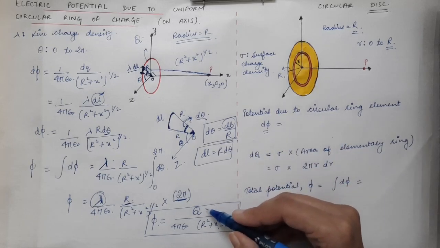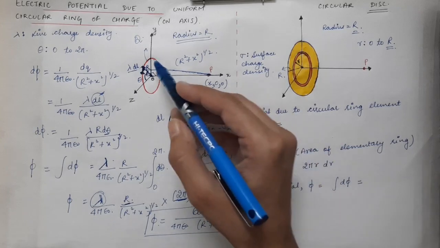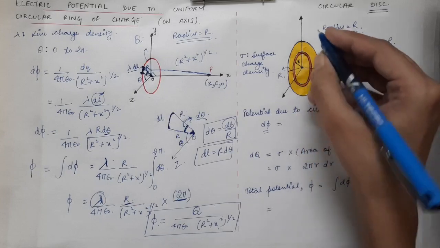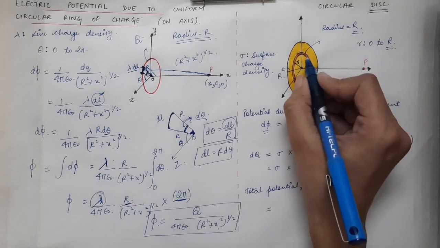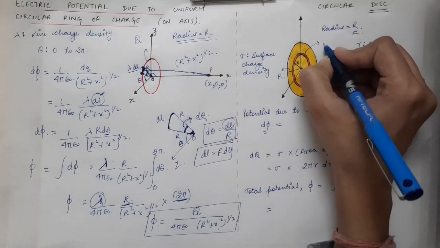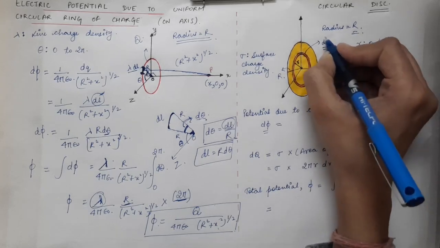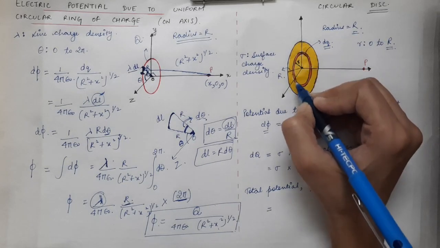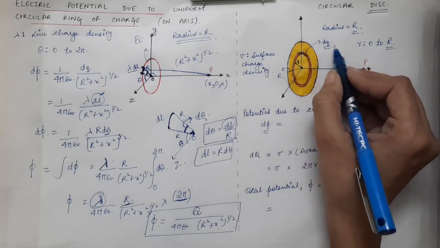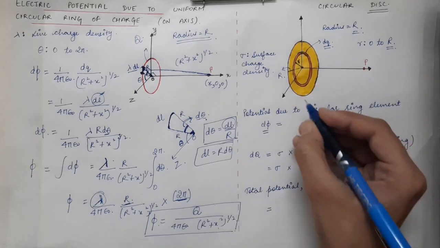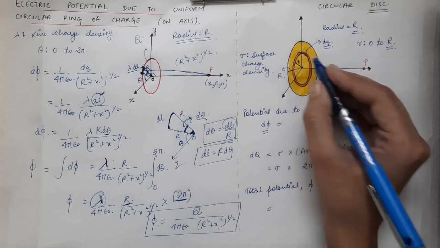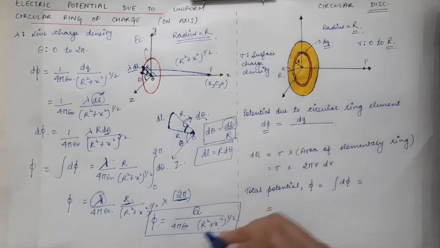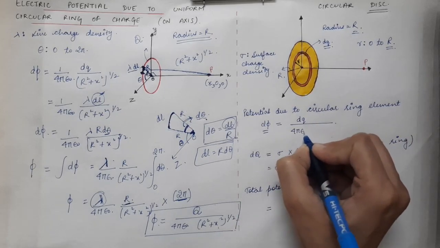In the numerator we have the total charge on the ring. In the previous case the total charge on the ring was capital Q. Here, let's say the total charge on this orange shaded portion ring is equal to dq. We will find what this dq is equal to. So the potential at point P due to this whole elementary ring will be equal to the total charge dq divided by 4 pi epsilon naught, which remains as it is.